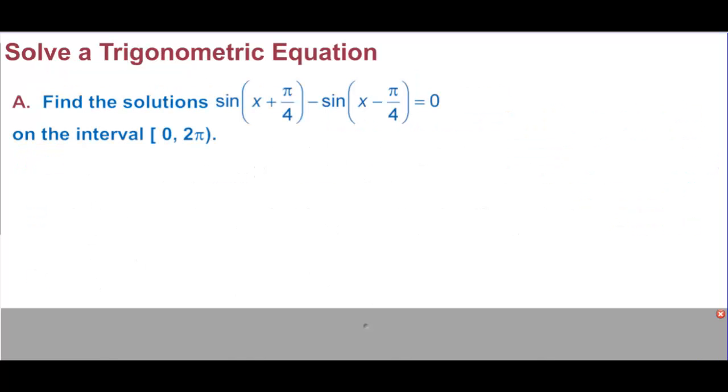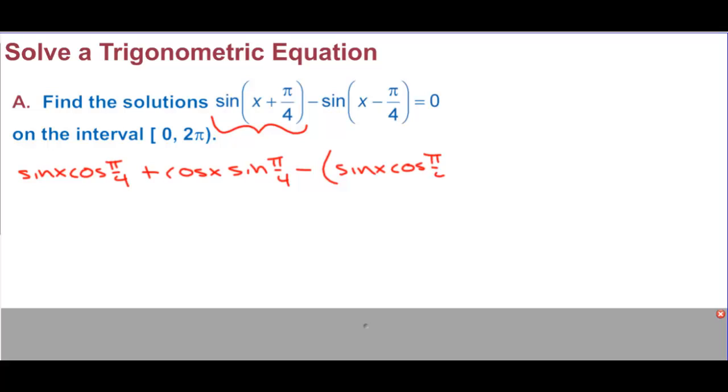Solve a trigonometric equation. Find the solutions. Sine of x plus pi over 4 minus sine of x minus pi over 4 equals 0 on the interval 0 to 2 pi. Well, for the first angle addition, we have sine of x, cosine of pi over 4, and then plus cosine of x, sine of pi over 4, and then minus all of this. We have sine of x, cosine of pi over 4, and then minus cosine of x, sine of pi over 4, and that all equals 0.